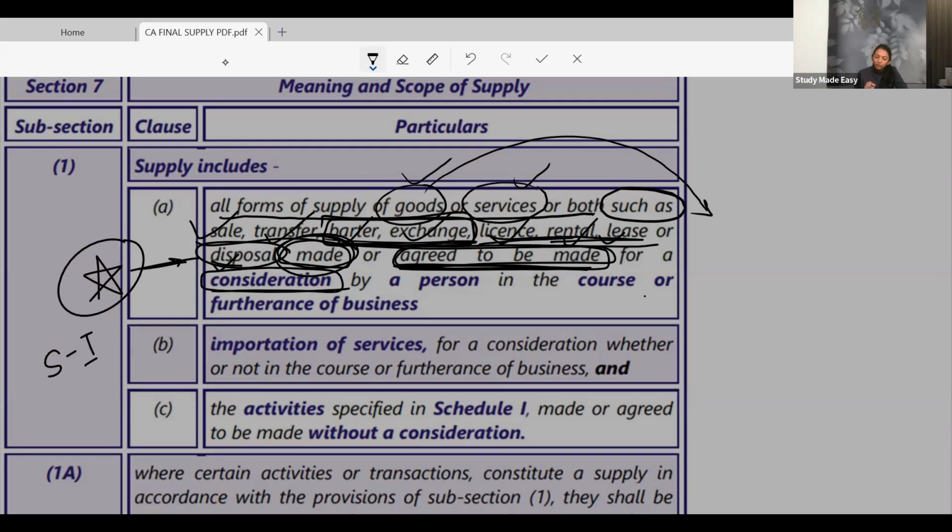It also includes agreed to be made. That means when advance taken.